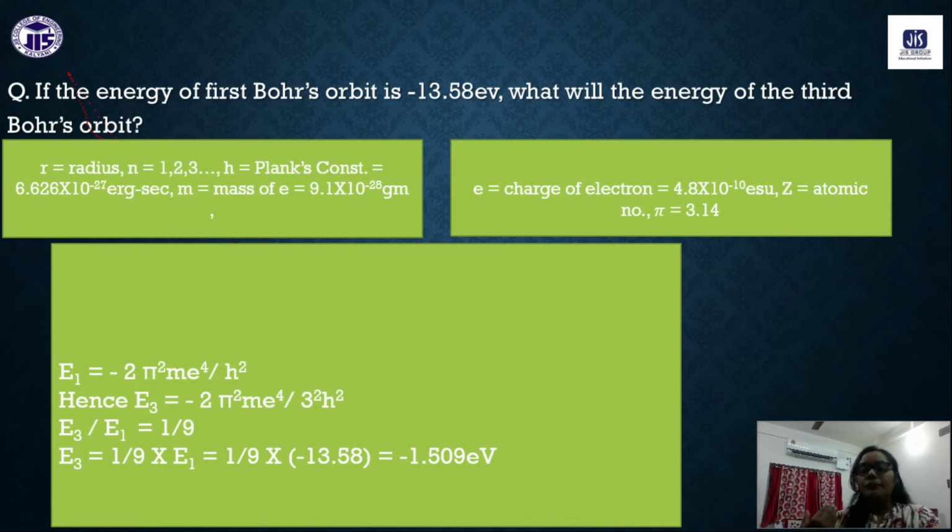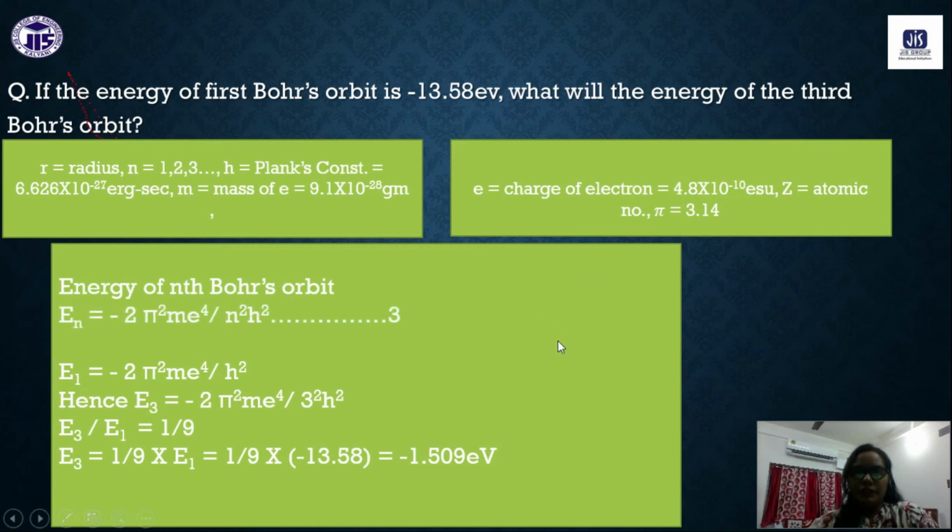If you have this type of question, you can solve it, because first of all you should remember the equation for the energy. After that, for the hydrogen first orbit, what is the equation? That is E1. After getting E1, you can also solve the problem of E3, that is the energy of the third orbit. Okay, next we will see.